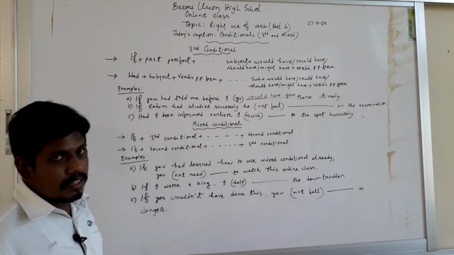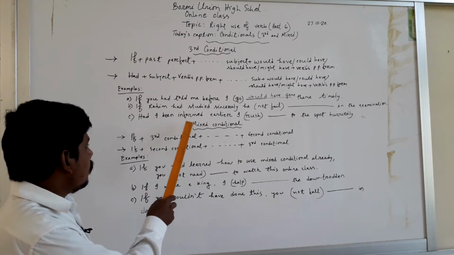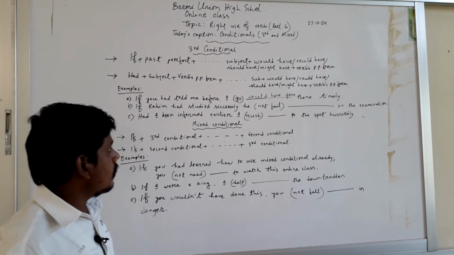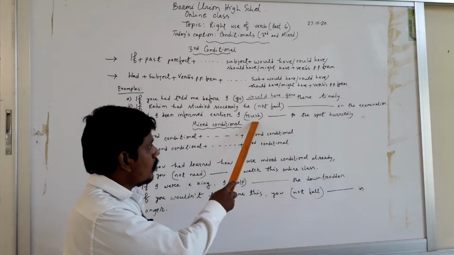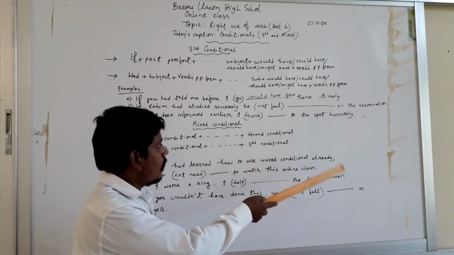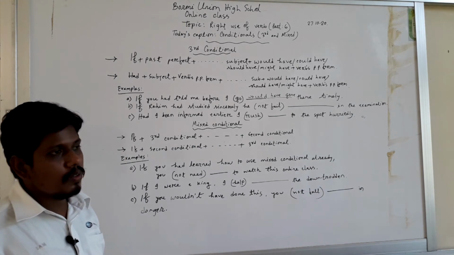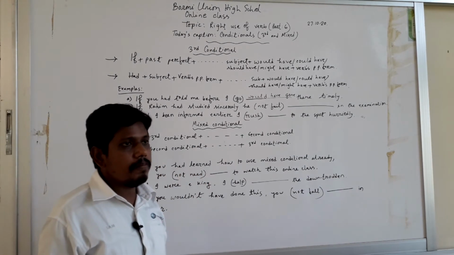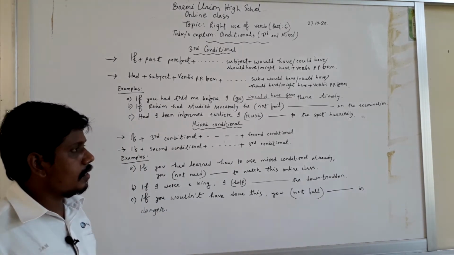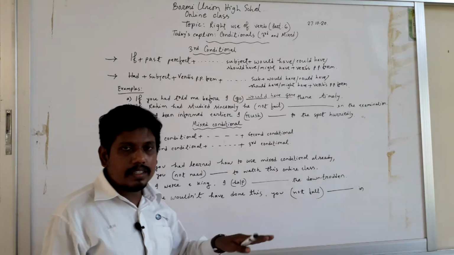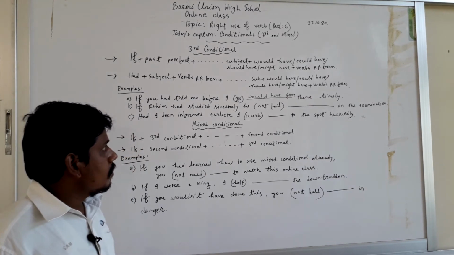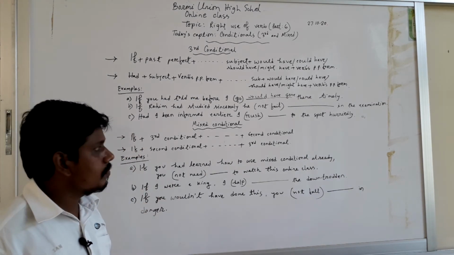If it is third condition, then what will be the answer? Had I been informed earlier, I rushed to the spot hurriedly. Then you have to write I should have rushed, or might have rushed, or could have rushed to the spot hurriedly. So, what is the demands of third conditional? The demand of third conditional is you have to write might have plus B3, or should have plus B3, or could have plus B3, or would have plus B3.